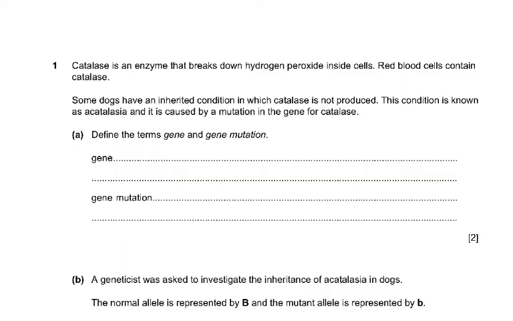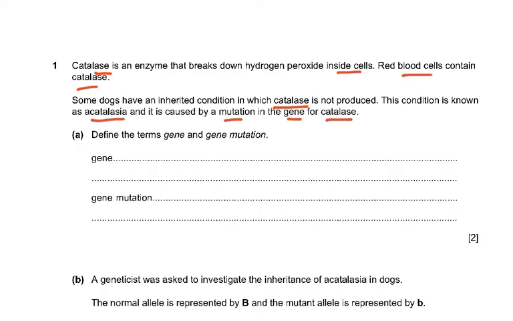Now this is a question which is very interesting because it has mixed up two things. Number one, it's got some definitions, and then it's given you a question on genetics as well. Catalase is an enzyme that breaks down hydrogen peroxide inside cells. Red blood cells contain catalase. So it's an enzyme, ASE. Some dogs have an inherited condition in which catalase is not produced. This condition is known as acatalasia and is caused by a mutation in the gene for catalase. Define the term gene and gene mutation.